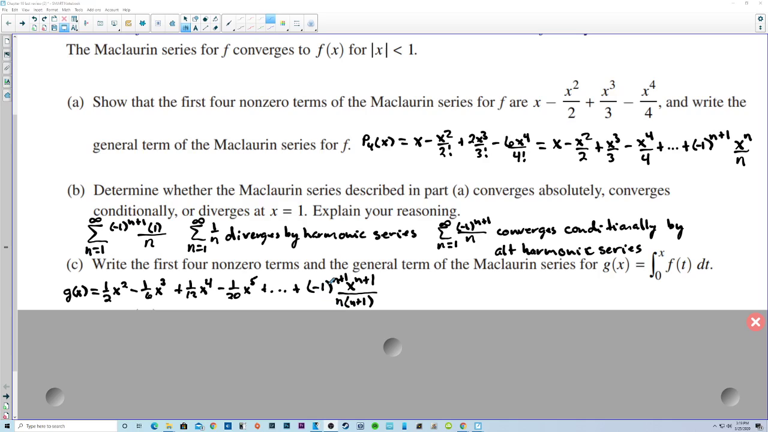Anyway, so it's alternating. So negative 1 to the n plus 1, x to the n plus 1 over n times n plus 1. That's that 1 times 2, 2 times 3, 3 times 4, and so on.